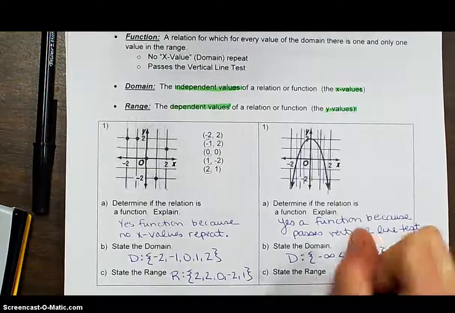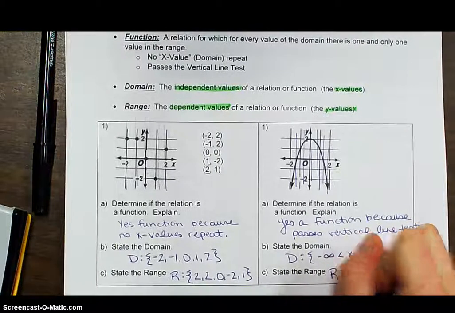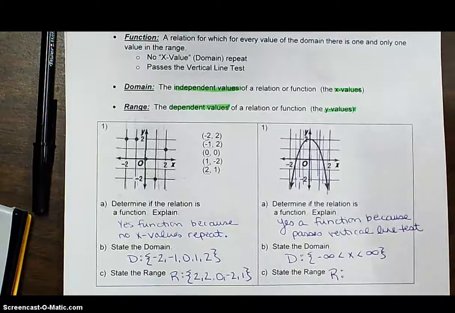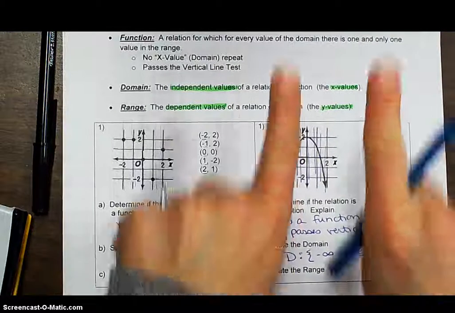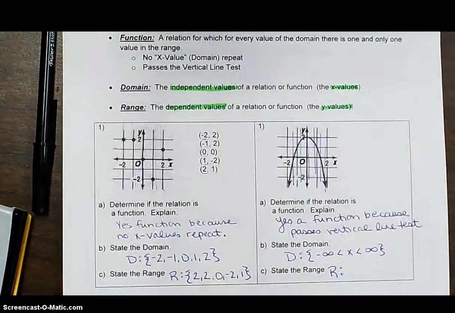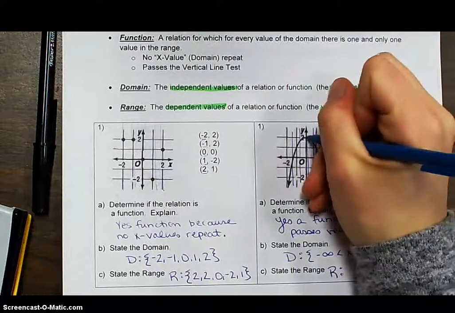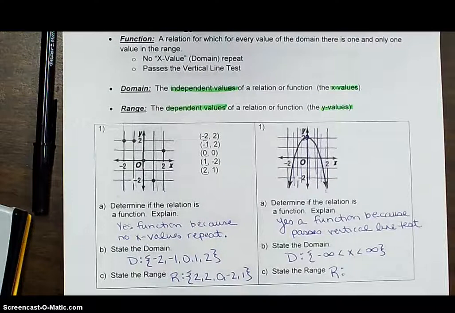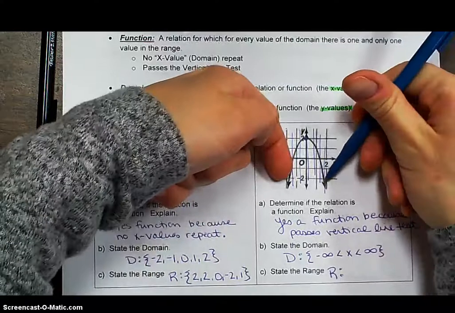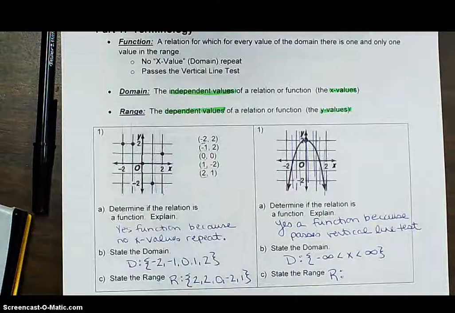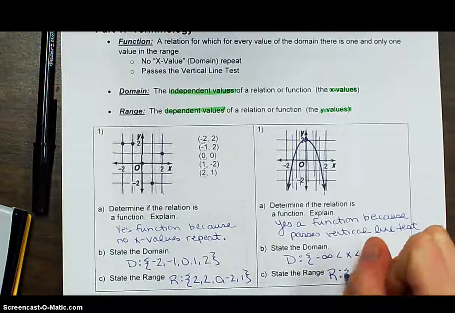Next it says state the range. Once again, for our range, we're going to look at the y values. Do my y values go all the way to the top? Do I have arrows pointing upwards? No. So where's my top point? My top point is at 2. So my function's never going to go above 2. But how far down does it go? Well, both of my arrows are going to go down forever, so it goes all the way to negative infinity.